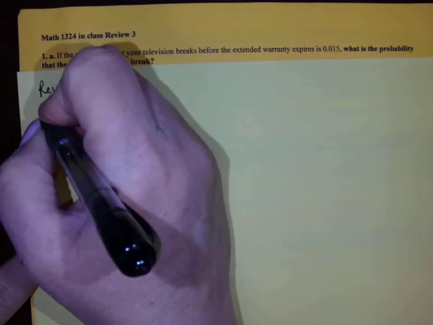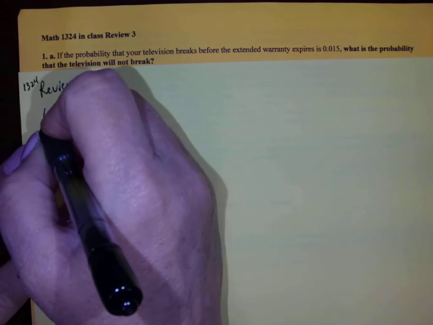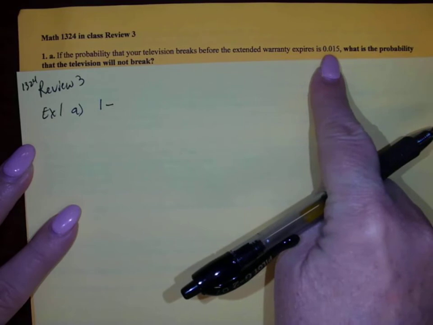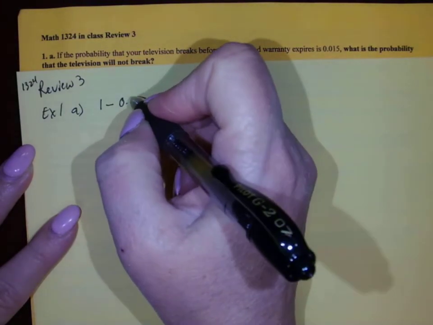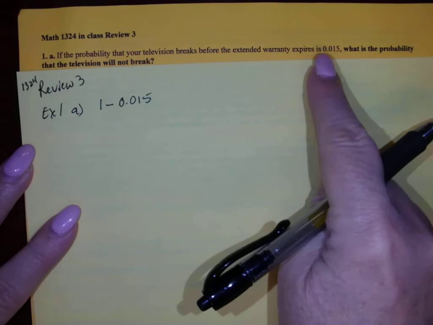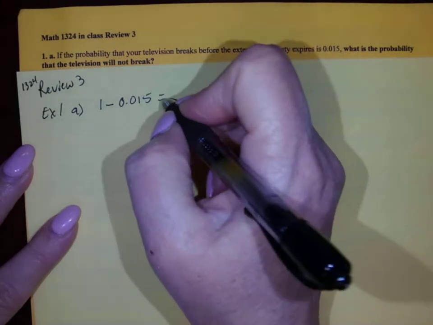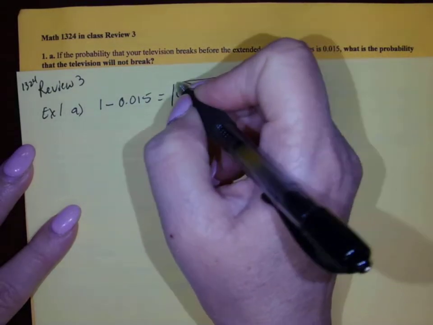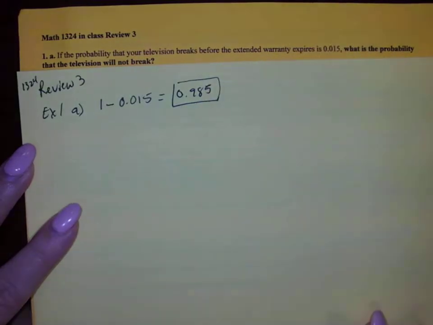So for example 1, part A, we will have 1 minus the probability of the warranty breaks. So the probability that it won't break will be 0.985. So you just subtract that amount from 1.